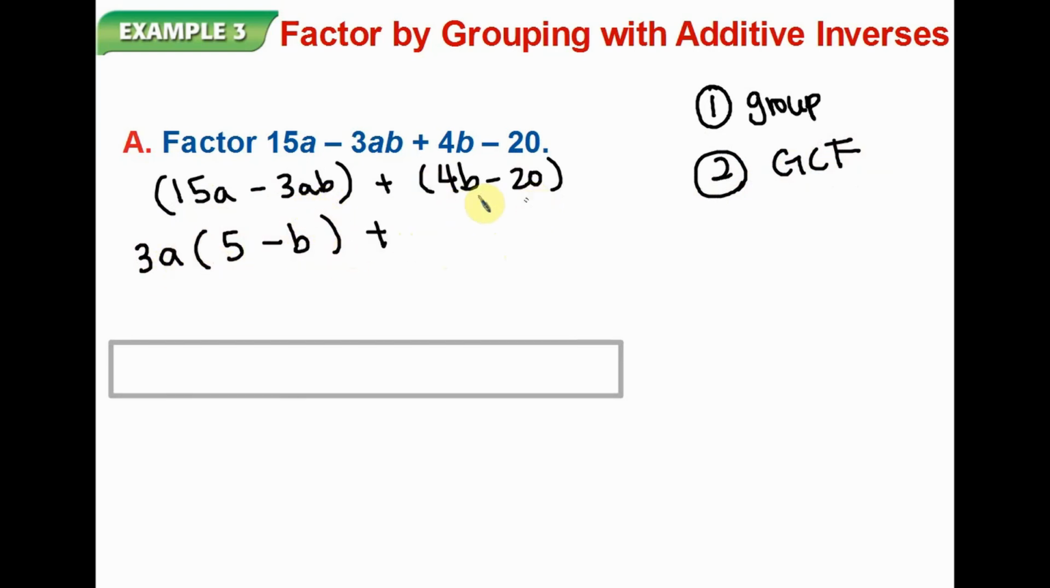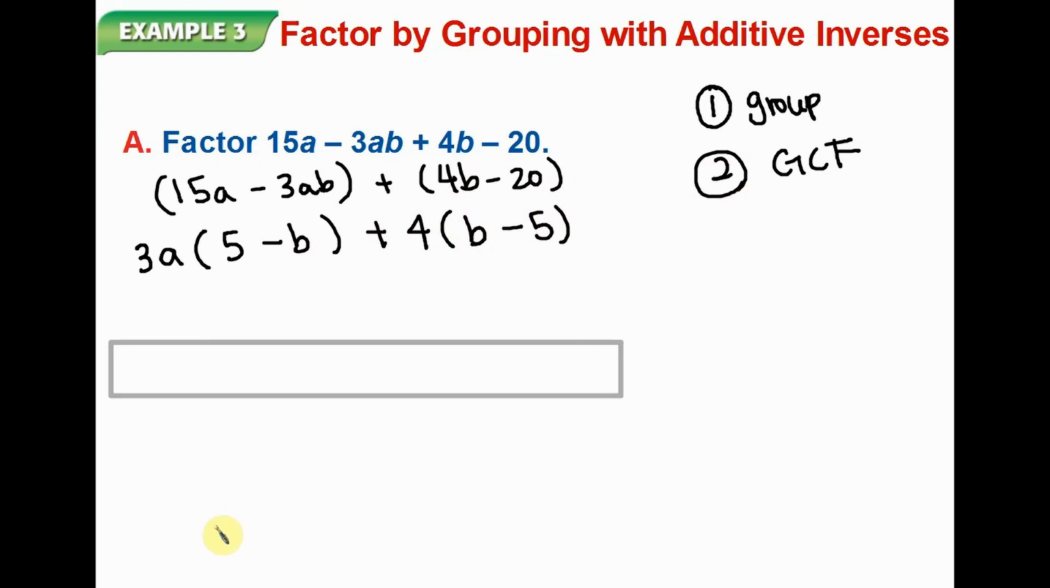For 4b minus 20, they are both multiples of 4. So I can take out the 4 to the front, and 4 times b will give you 4b. 4 times negative 5 will get you negative 20. When you're looking at these groups, unlike the last problem, they are not identical. In fact, they are additive inverses.